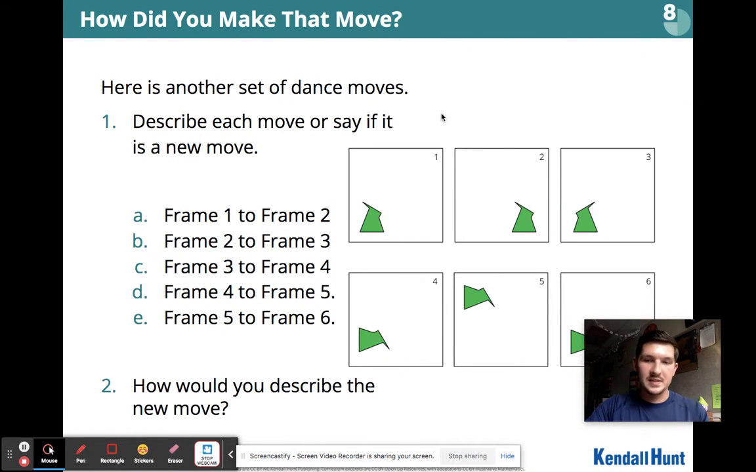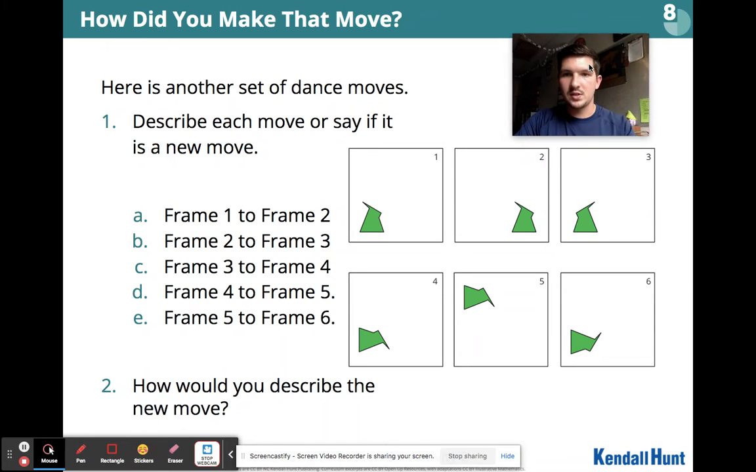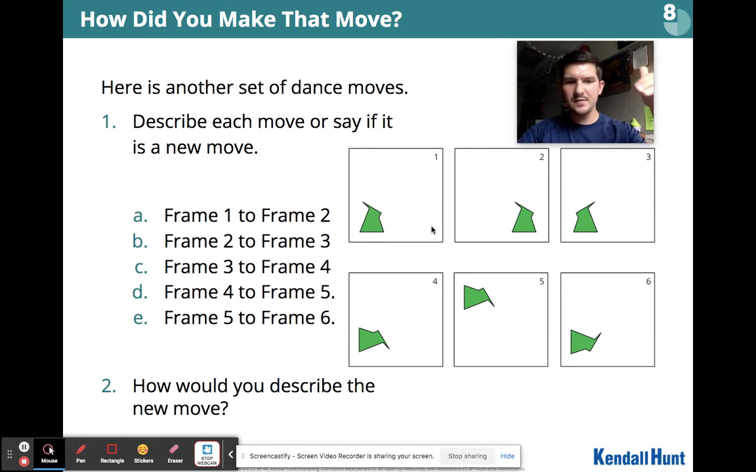So here's another set of dance moves. Let's just practice, get back into what we did yesterday, and see if you can remember how to describe the moves from 1 to 2 to 3 to 4 to 5 to 6. Pause the video and give it a shot.